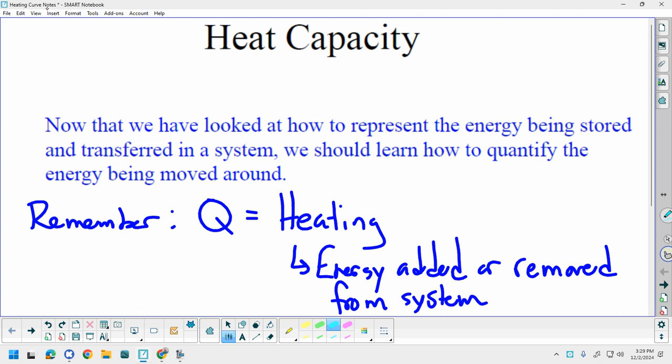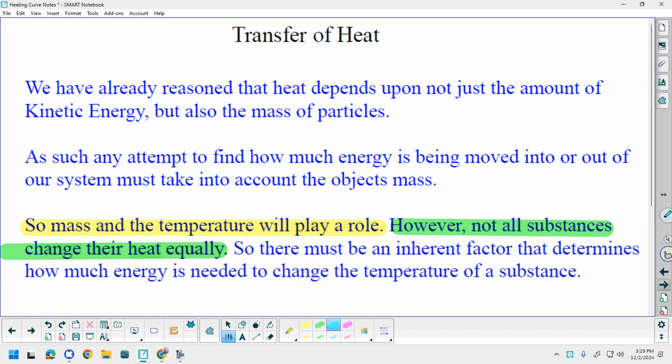So in our calculations here, you're going to see the letter Q, and again, that represents the energy being added or removed from the system. Talking about the transfer of energy, we've already reasoned that heat depends not just on the amount of kinetic energy, but also on the mass of particles. When we're talking about thermal energy, we're talking about the total quantity of energy, so how many particles are present also has an effect on how much energy has to be added to warm something up or removed to cool something down.